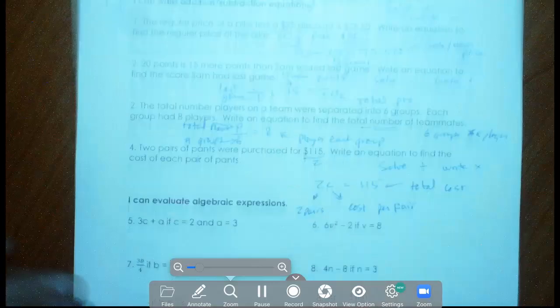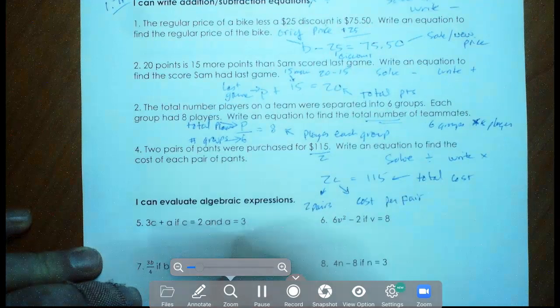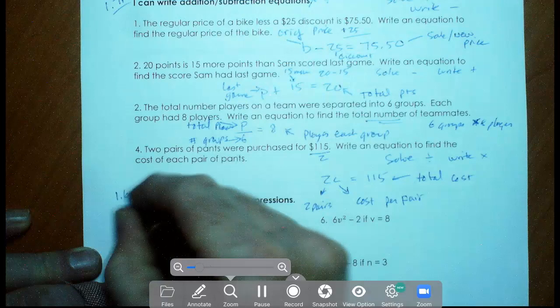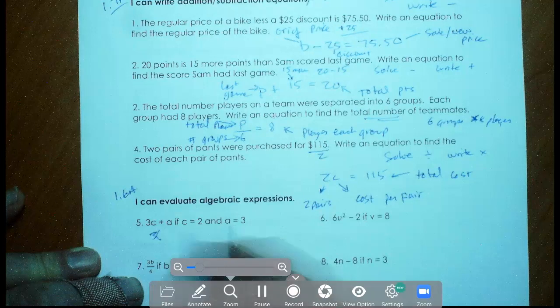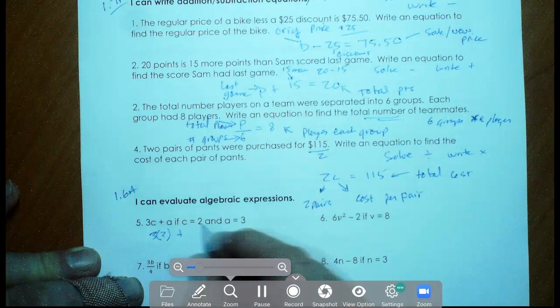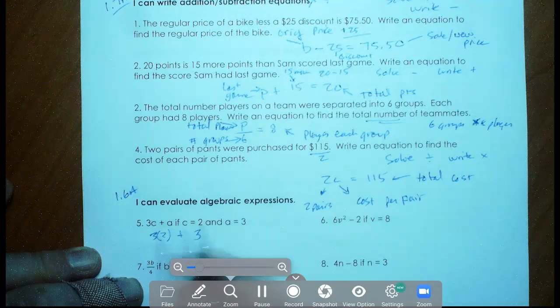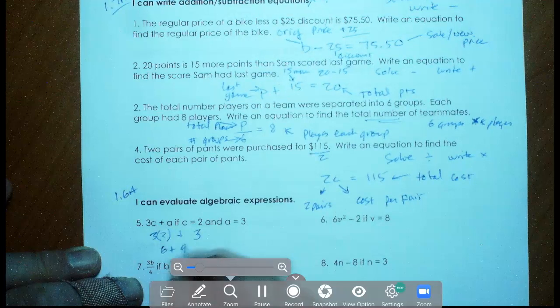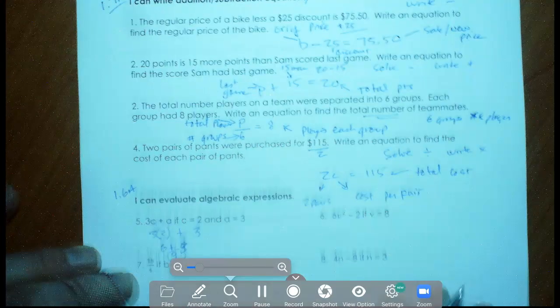Alright. I can evaluate algebraic expressions. So this one here, this is the 1.6a video. We're just going to substitute these in. So here's 3, and C is equal to 2. So let me put that in parentheses. Plus A, and A is equal to 3. So we just have to solve that. 3C, 3 times 2. So 3 times 2 is 6, plus 3 is 9. Circle that. That was a pretty easy one to do.